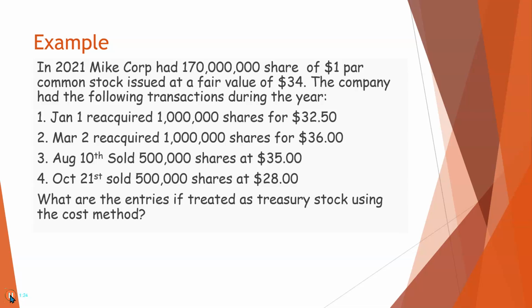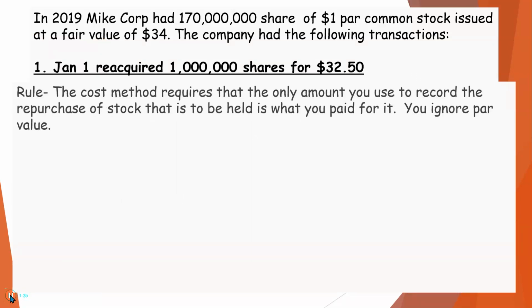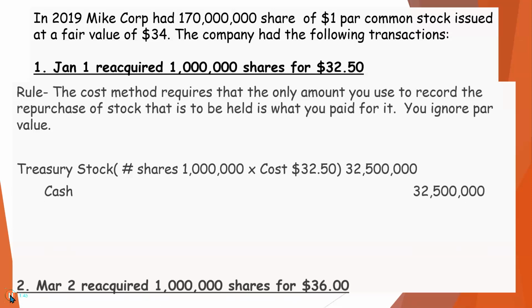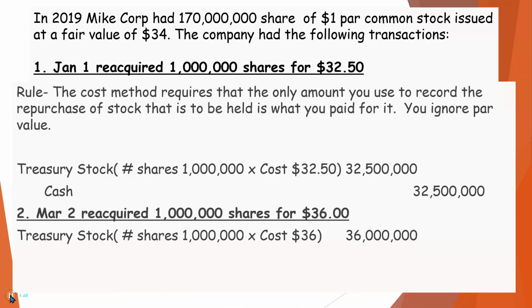So let's take a look at how we record this under the old method of how we treated treasury stock, using the cost method. Well, when we reacquired the stock, the rule is you ignore par value. So you're going to debit treasury stock times what you paid for it, and then you're going to credit cash. Now the other entry would be the same. You take the treasury stock, number of shares times $36, and cash.